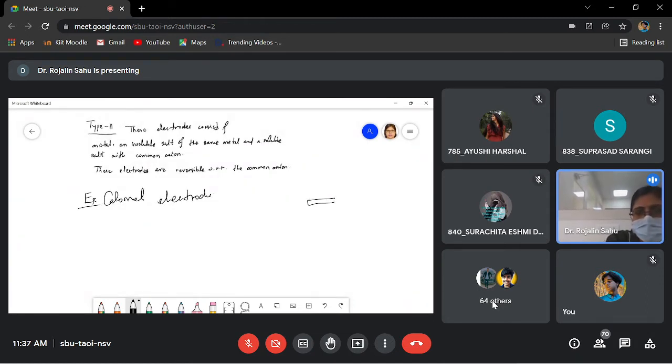A simple diagram of calomel electrode. This is a schematic diagram. This is the platinum wire, which is a part of the electrode.